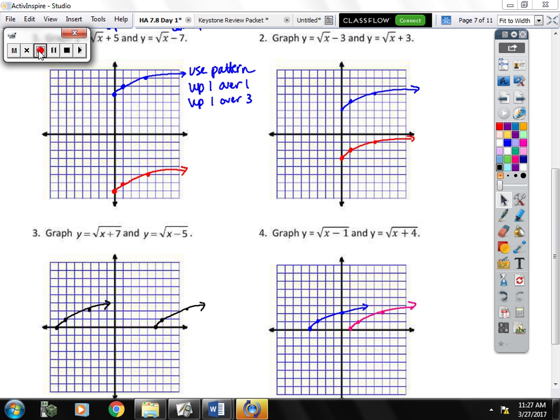Should be getting some graphs that look something like this. If you want to extend yours further, you can. I mean, we don't know exactly what it goes like after that unless we plug in some more values, but you're welcome to extend it with a sketch if you'd like a little bit further.